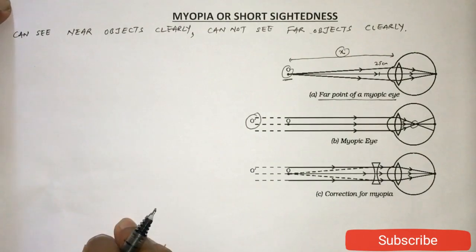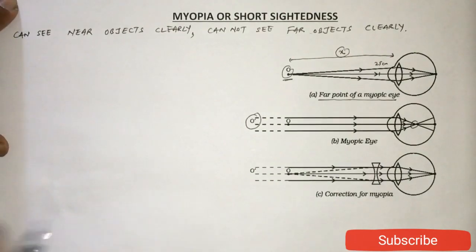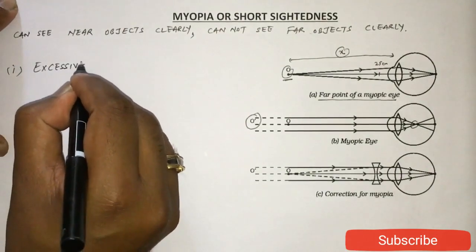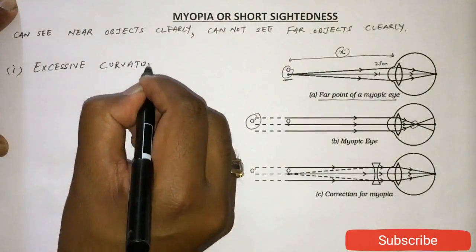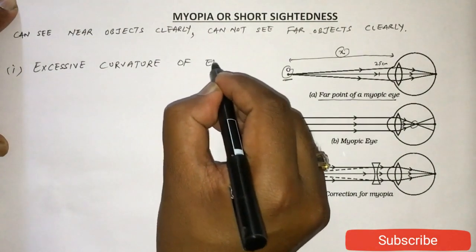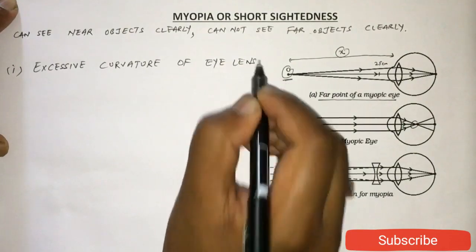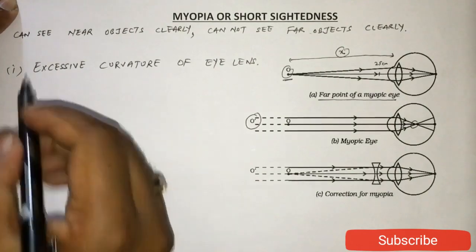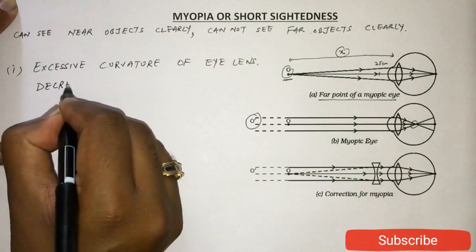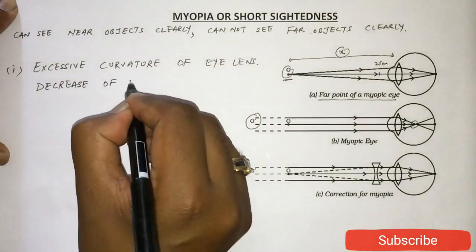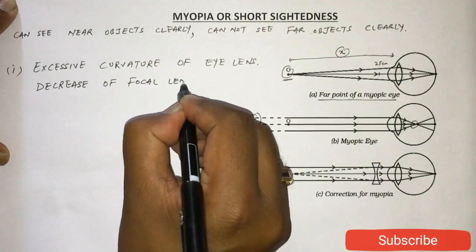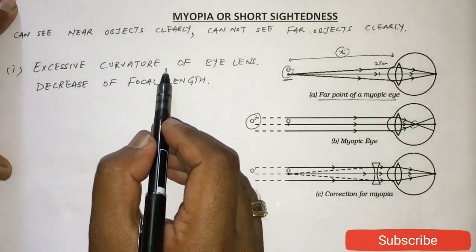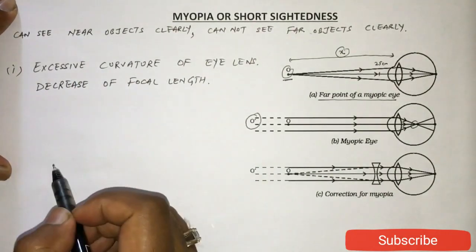Now, what are the causes of myopia? So the first cause is excessive curvature of the eye lens, which results in decrease of focal length. So the first cause is excessive curvature, which results in decrease of focal length.